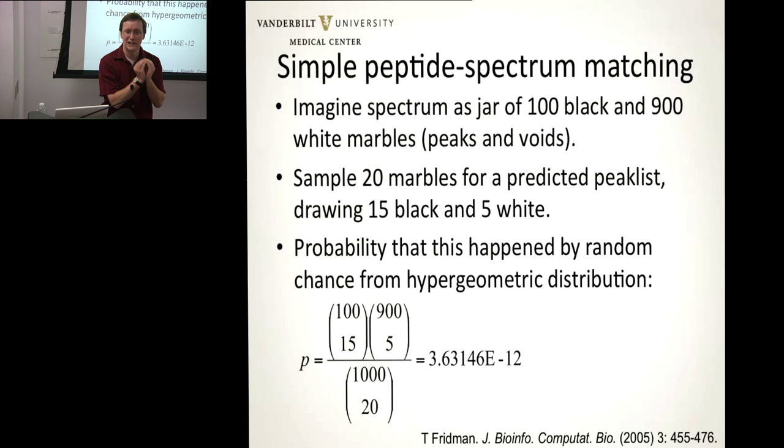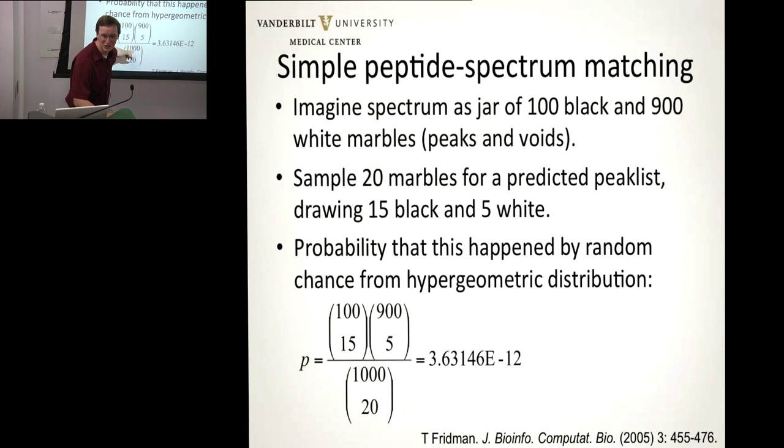So in this case, we see our little equation down here at the bottom. Now, I know it's just before lunch, and this is not the time to break out the equations, but this one's not that painful. We have 100 black marbles in the jar. These reflect 100 peaks that were present in the spectrum. We have 900 white marbles in the jar. Those reflect the 900 locations in the spectrum that could have contained a peak but didn't. And we had 1,000 total marbles in the jar.